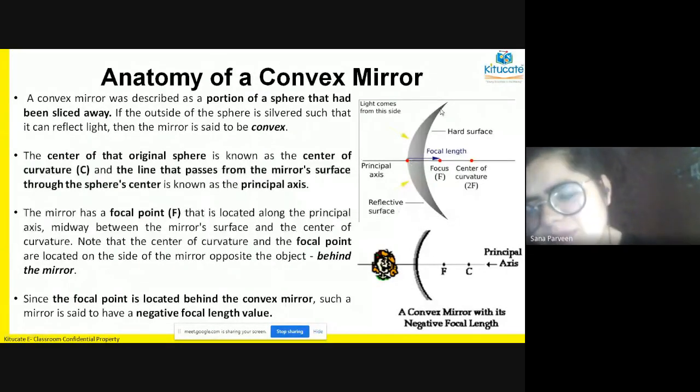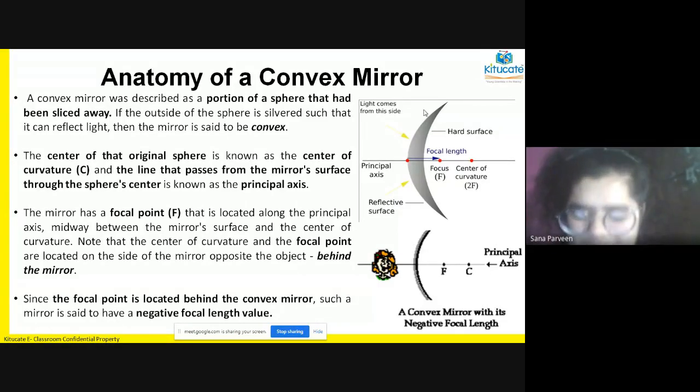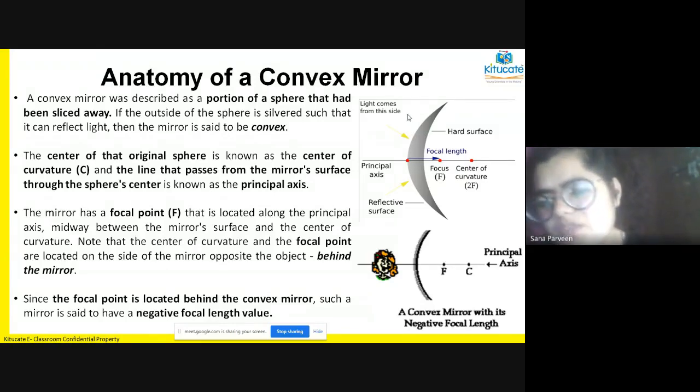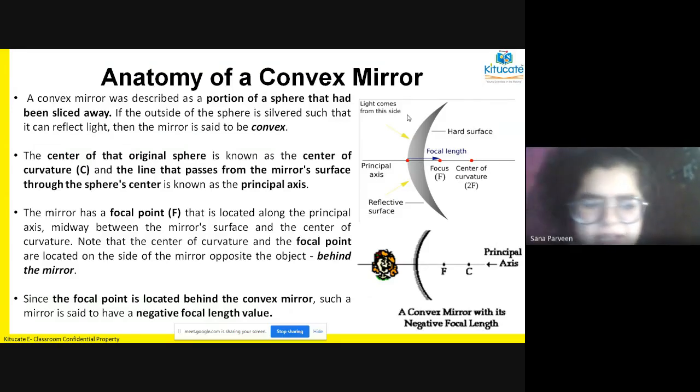Again, the terms which are used here are principal axis, which we have already seen, and the hard surface, because if one surface is the reflecting surface, the other one is going to be the hard surface. Focal length we've already discussed. Focus and center of curvature are again taken. So in the convex mirror you just need to remember that the surface here, which is the reflecting surface, is this one. Everything else is the same as in the concave mirror.